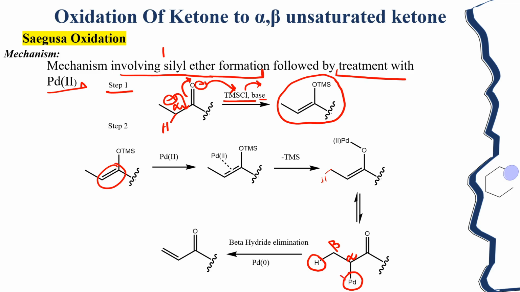Now we know that palladium has a filled d orbital. So this particular d orbital attacks the sigma star orbital of this hydrogen to give this type of beta hydride elimination, and thus we will get the corresponding desired product, that is the alpha beta unsaturated ketone compound.